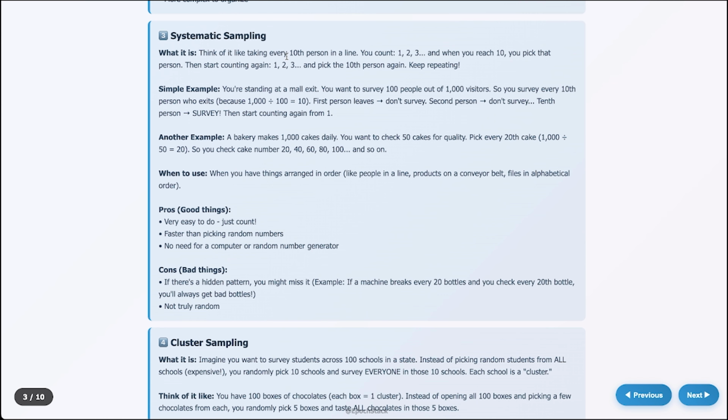But there is an issue here with the machine. For example, if the machine is breaking the 20th bottle, then when you collect the samples of those 20th bottles, you will only get the bad bottles. So you will be missing the hidden pattern here, because the rest of the bottles are manufactured correctly without any flaws. So in this sampling technique you can miss the hidden pattern, and it is not truly random. That is a drawback here.